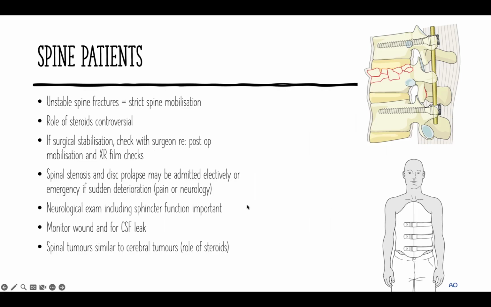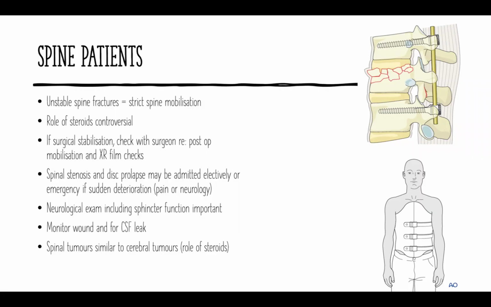And then finally, we have spine patients. Whenever we have an unstable spine injury, we usually keep the patient flat, strictly immobilised. The role of steroids is very controversial, with literature not greatly supporting it. And then if they need surgical fixation for a fracture, for example, in the top picture, the spine is fractured, and thus we can put screws in above and below and stabilize it and allow the body to heal on its own.